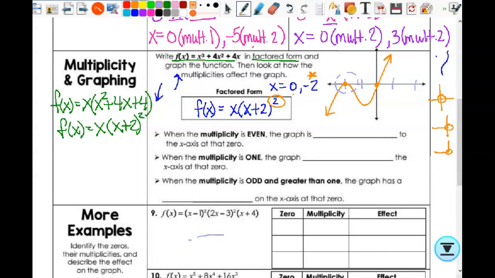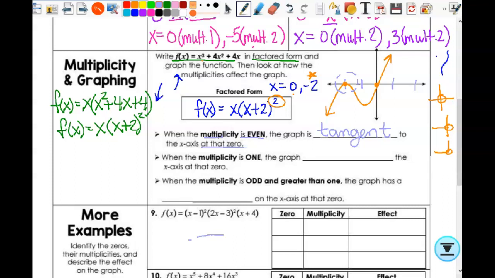All right, so when you have a multiplicity that is even, the graph is tangent. It means it bounces off. Tangent to the x-axis at that zero. Okay, that's how you get the bounce.